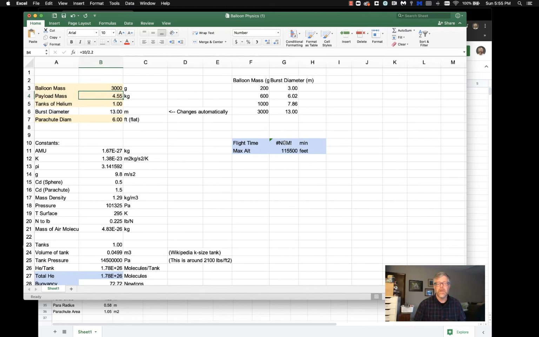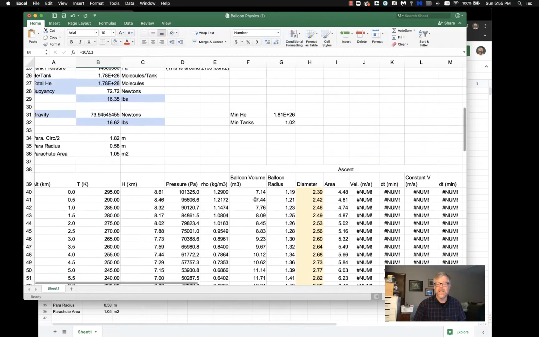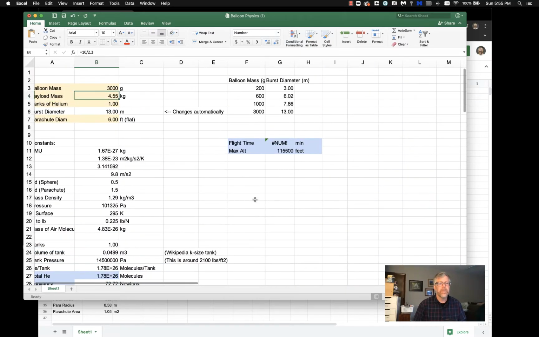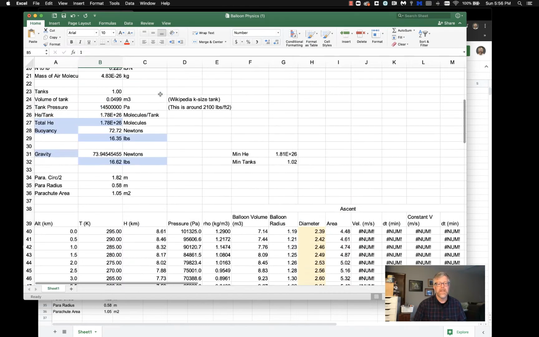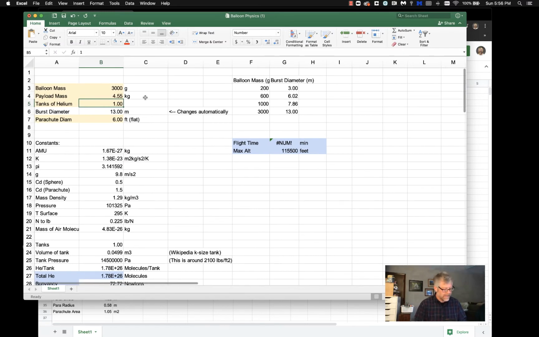You can change these values to give yourself like a 3,000 gram balloon, and you can see that the flight time goes to insane values. Why does that happen? Oh, because it doesn't have enough lift to get off the ground. Because the force is not enough, so you have to add more helium. So we need like 1.5 tanks of helium.